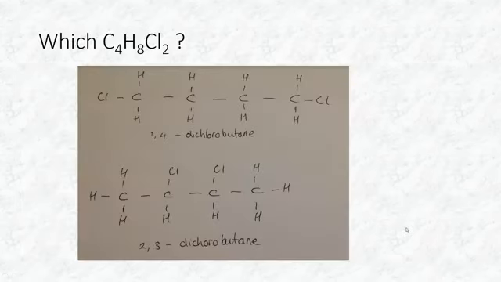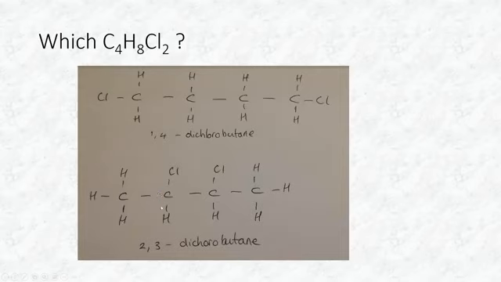Okay, so we were trying to work out which version of C4H8Cl2 this molecule could be. So I've drawn out the two symmetrical possibilities for this molecule. And we have at the top 1,4-dichlorobutane. So we have our chlorine on the end carbons of this chain. And down here we have 2,3-dichlorobutane. And this has the chlorines on carbon 2 and carbon 3.